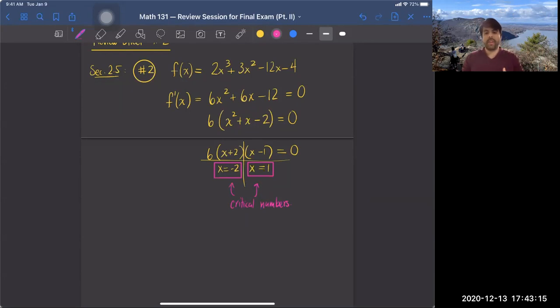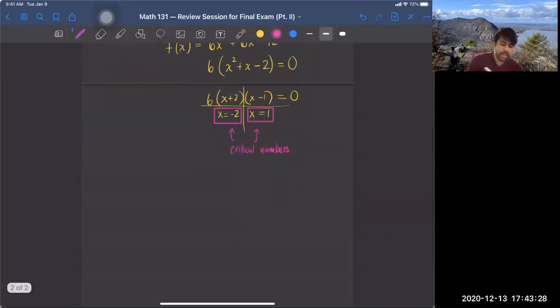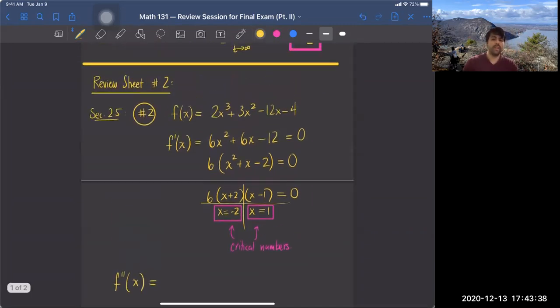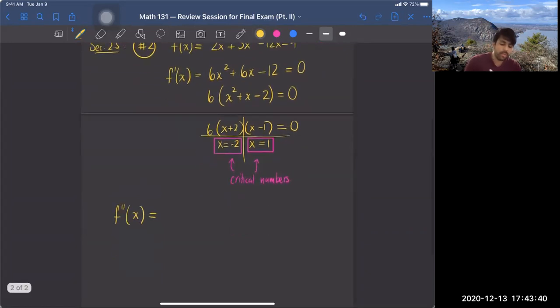But now we want to figure out what kind of extrema these x values are indicating. Are they a max or a min? So that's why we have to use a second derivative. The second derivative will tell us the concavity of the function at those x values, and the concavity will indicate whether I have a max or a min. So the second derivative is just taking the derivative of the first derivative, which becomes what? 12x plus 6.